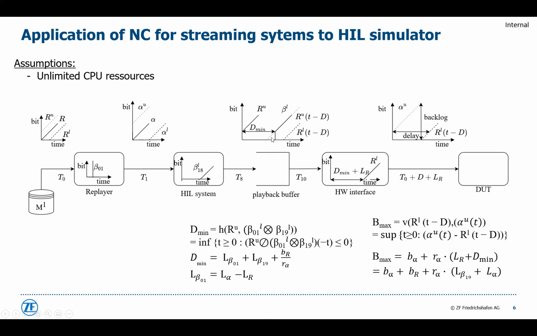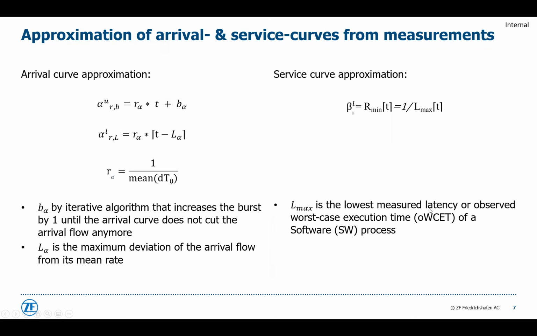And at this point we shift the output. So the input is, we assume, or we say, the output of the system to the device under test should be the same as the input. That's why we can shift the upper and lower arrival curves to that point here and can calculate the maximum backlog size.